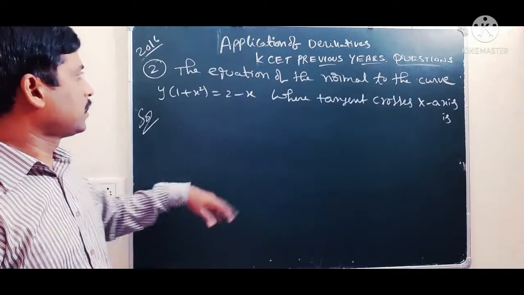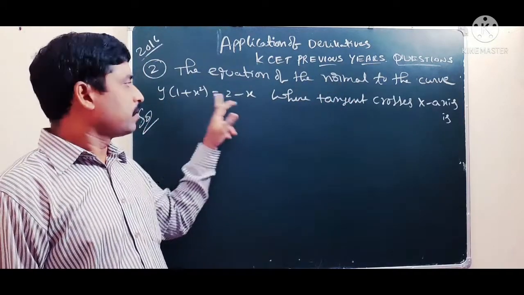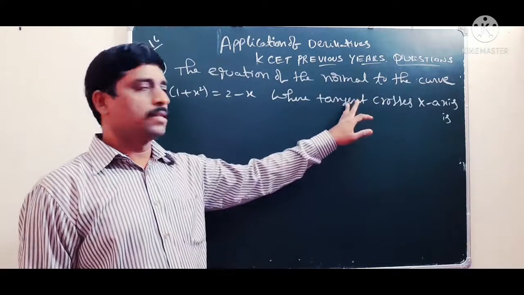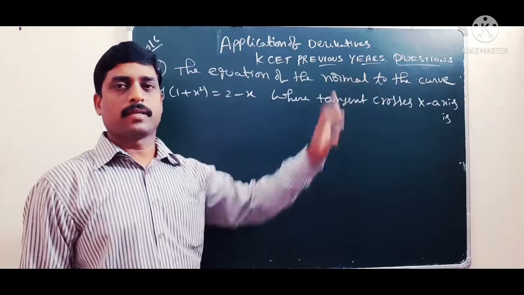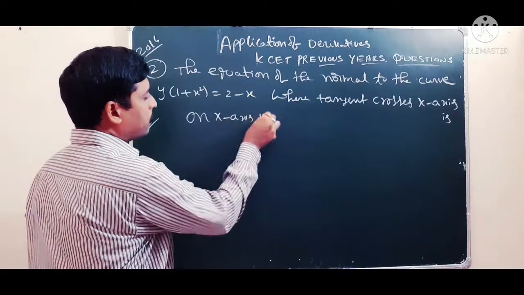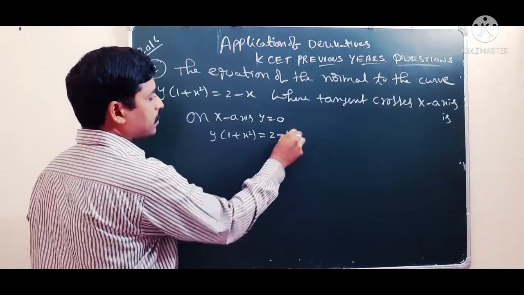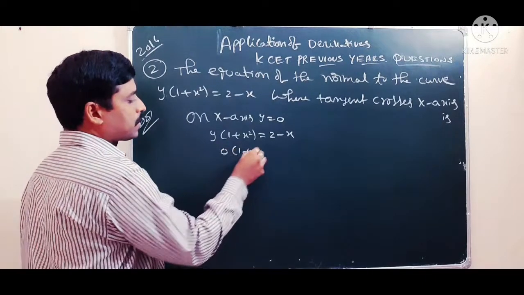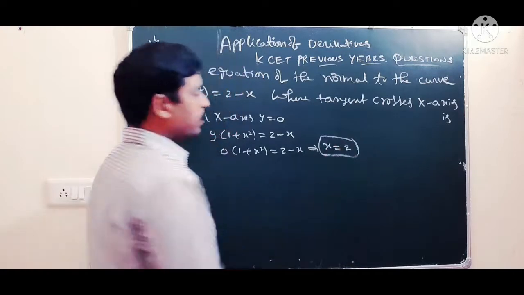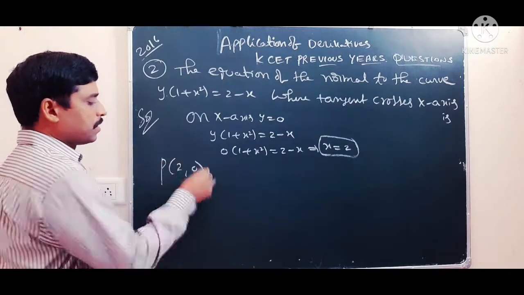This is from 2016. The equation of normal to the curve y into 1 plus x square equal to 2 minus x, where the tangent crosses the x-axis. So this tangent crosses the x-axis. On the x-axis, y coordinate is 0. Therefore y into 1 plus x square is equal to 2 minus x given. 0 into 1 plus x square is equal to 2 minus x. Therefore x is equal to 2. What is the point? So the point is (2, 0).